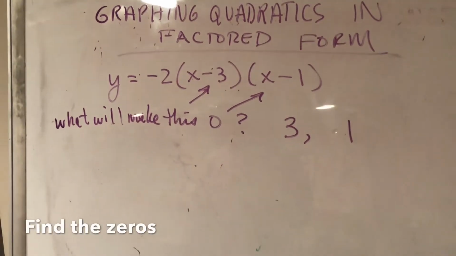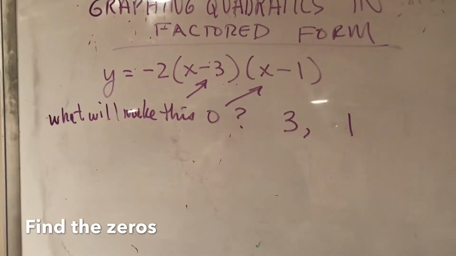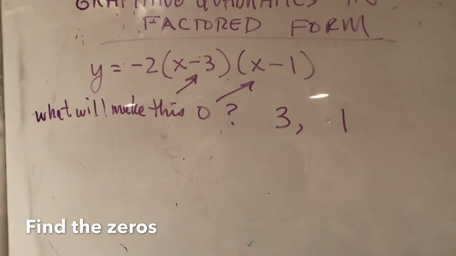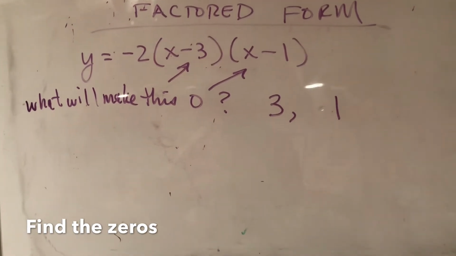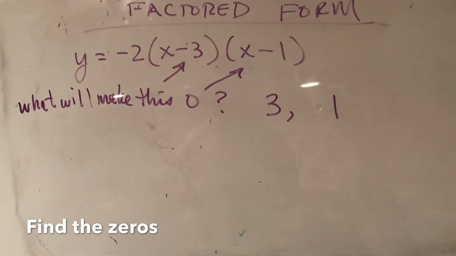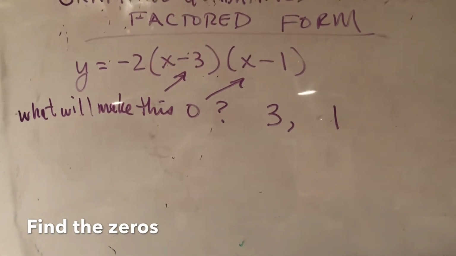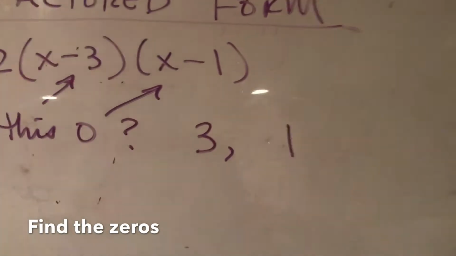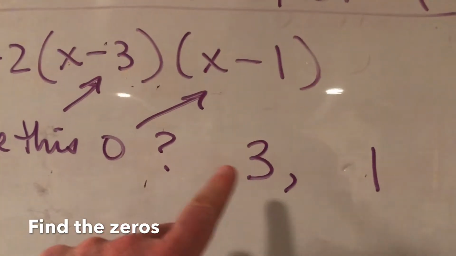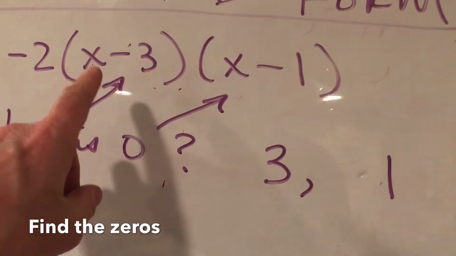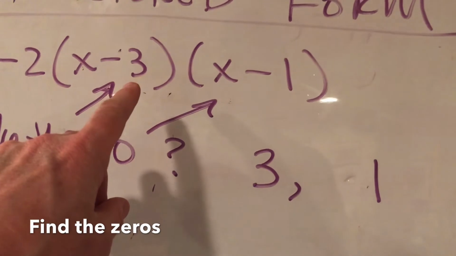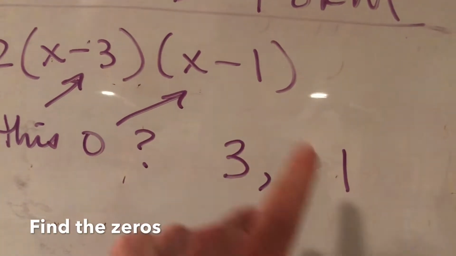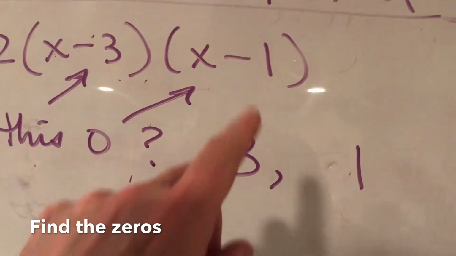Okay, so the first question I want to ask, what would make that first quantity, x minus 3, 0? Where is it going to cross the x-axis? How about the second one? What is going to make x minus 1, 0? Well, if we put a 3 in place of that x, 3 minus 3 would give us 0. 1 minus 1 would give us 0.